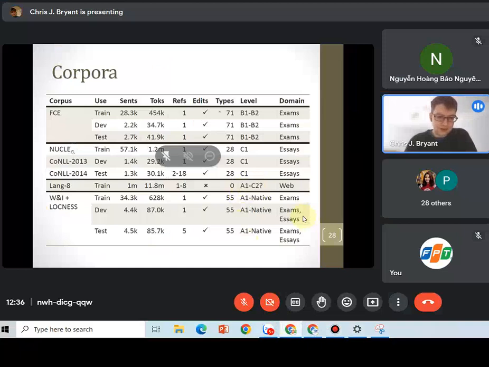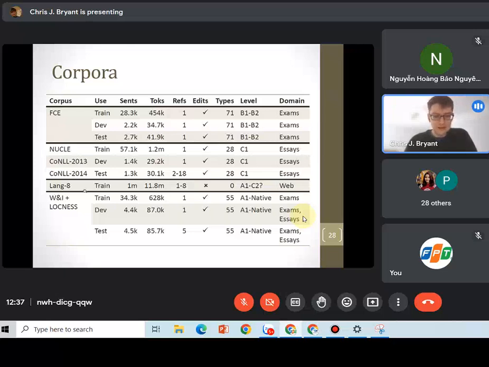In contrast, NUCLE, the National University of Singapore Corpus of Learner English, is about twice the size. Again, one reference, except for the test set, which has lots of different sets of annotations. It has 28 error types. The authors were mostly Southeast Asian undergraduates, so the level was a little bit more advanced than FCE. And these were essays, particularly on topics such as healthcare or technology.